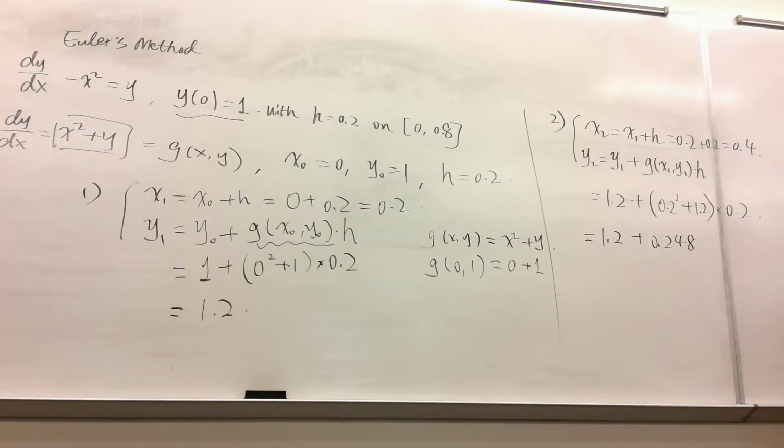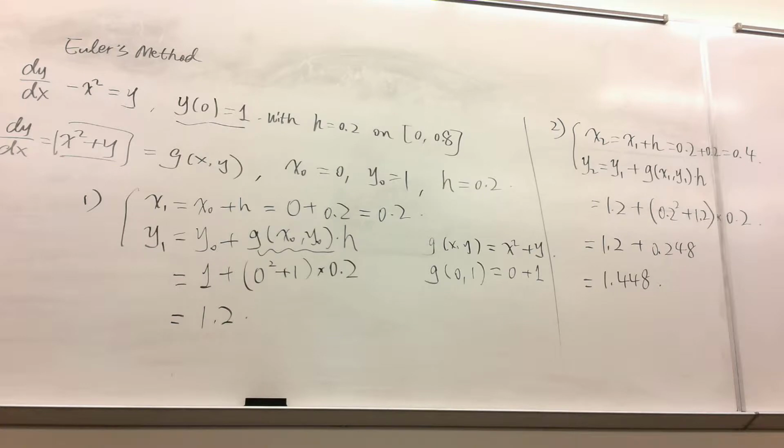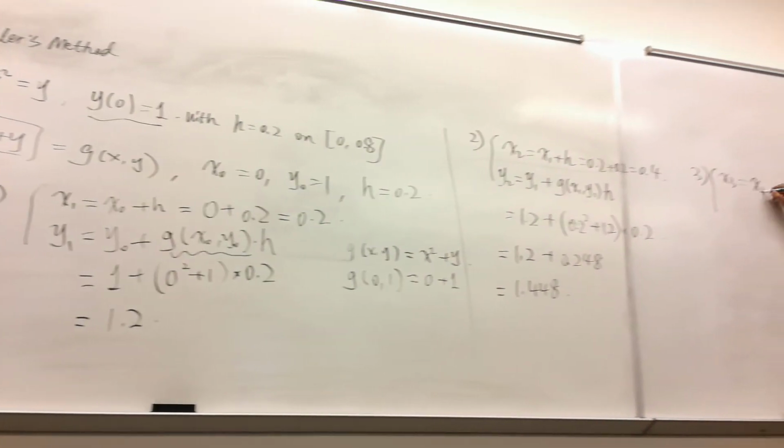0.248. Okay? All right, and then 1.2 plus that gives you 1.448. And that's the second step, all right? And then guys, I need you to tell me what exactly we are going to do on the next step. What are you going to do now? x3. Exact, x3 equals to? x2 plus h.